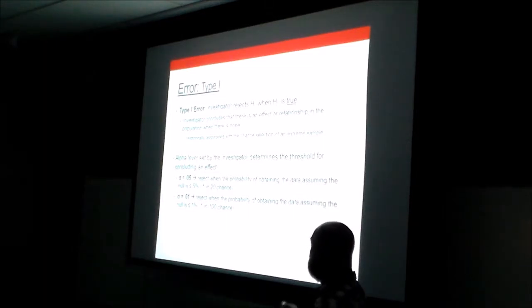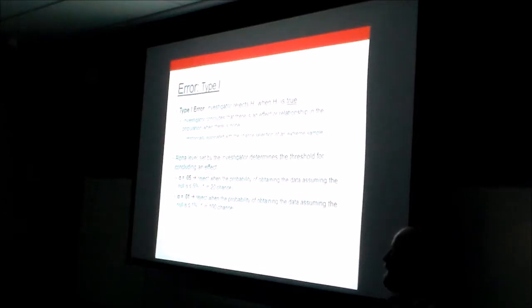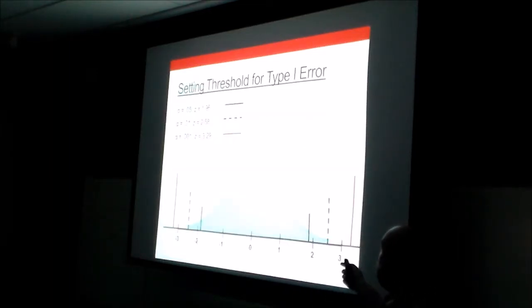Alpha equal 0.01: we reject when the probability of obtaining the data, assuming the null, is less than 1%, a 1 in 100 chance, right? So again, we're setting those boundaries farther and farther out. Graphically, here is our alpha of 0.05, plus and minus 1.96. Here is our benchmark for alpha 0.01, 2.58.